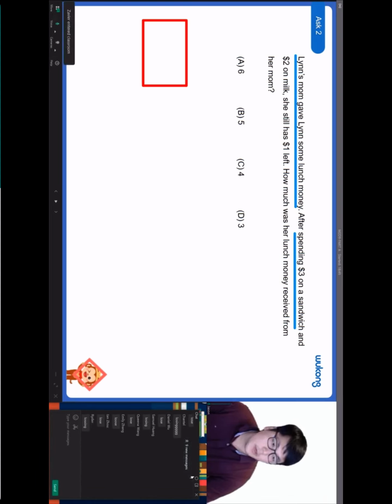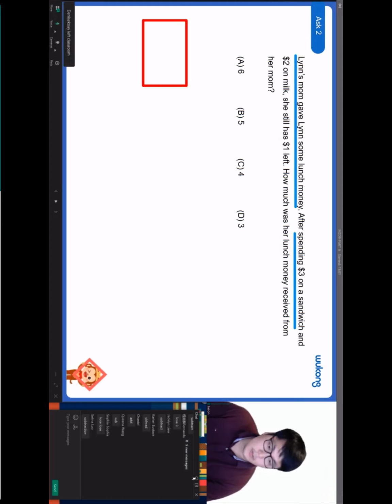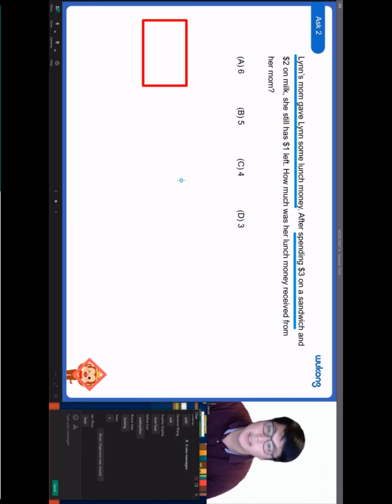Yes, we lose money, yes. So guys, if it's losing money, do we add or subtract? Yes, we subtract. Yes, that's right, guys. Very good. Excellent. All right.